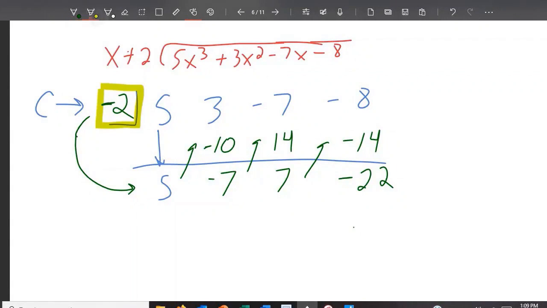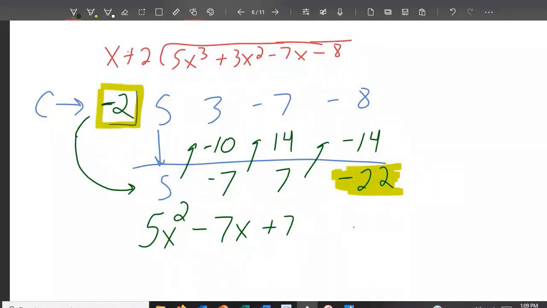So we're going to put the variables back with the numbers. This will be a 5x squared minus 7x plus 7 minus 22 over the divisor.